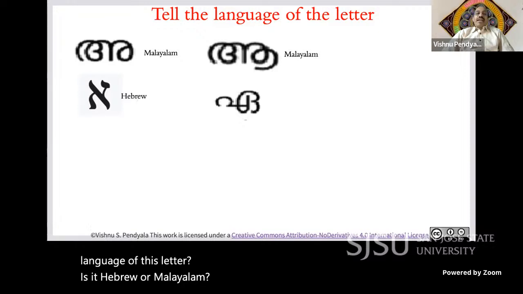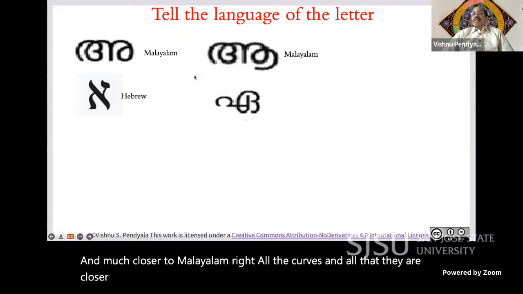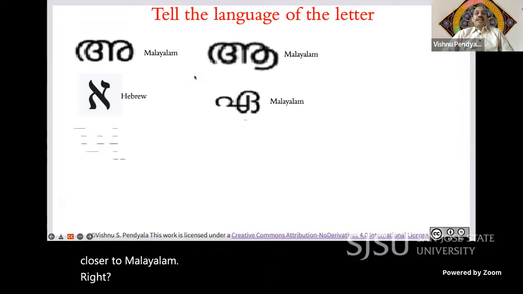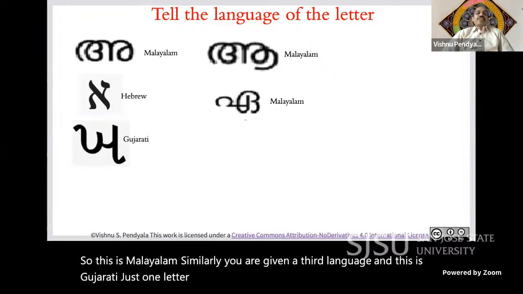It is obviously Malayalam, right? Because this looks quite different from Hebrew and much closer to Malayalam, right? All the curves and all that, they are closer to Malayalam, right? So this is Malayalam. Similarly, you are given a third language, and this is Gujarati, just one letter, right? So with one letter, we are being asked to predict the next letter.